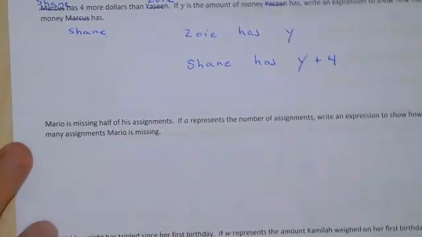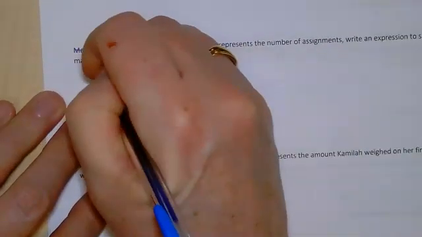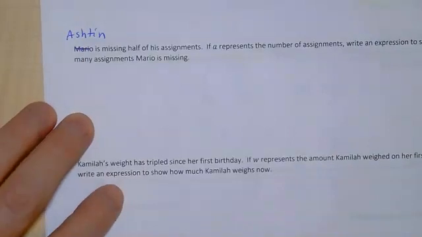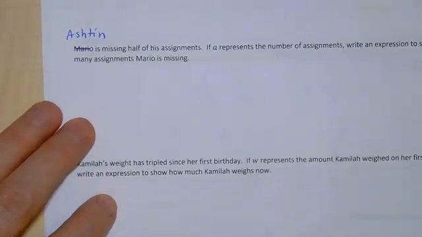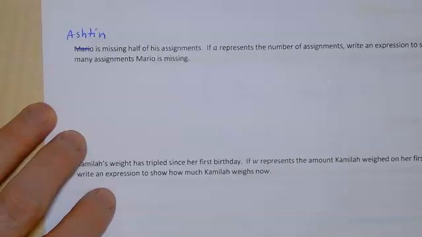This is easy. Mario is missing half of his assignments. Ashton's missing half of his assignments because when Miss Sinclair's on Schoology conferences, he's hanging out on some other place, pretending to do his math.